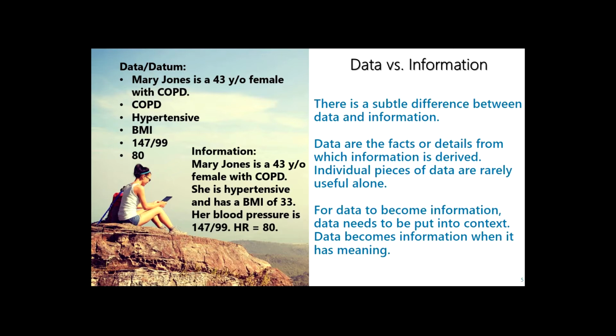So if we put the whole picture into information, we have Mary Jones is a 43-year-old female with COPD. She is hypertensive. This has a lot of meaning. It has structure, and it's meaningful to any kind of healthcare provider or anyone that's going to be looking at this particular record. So information is pretty important. It's just a matter of putting data together.